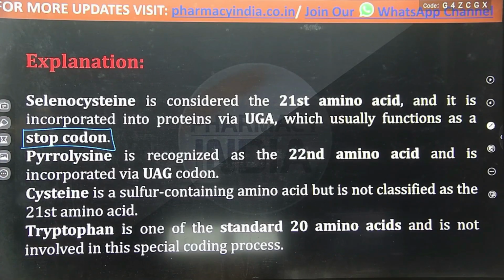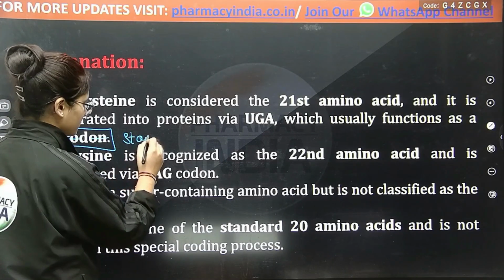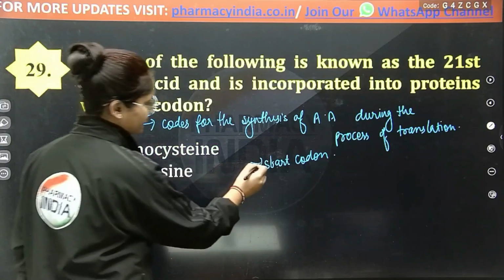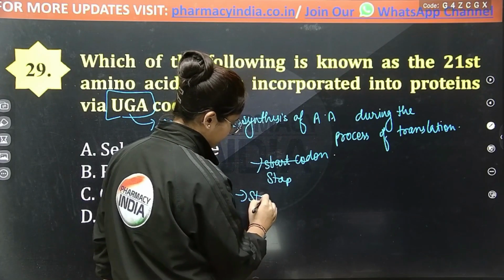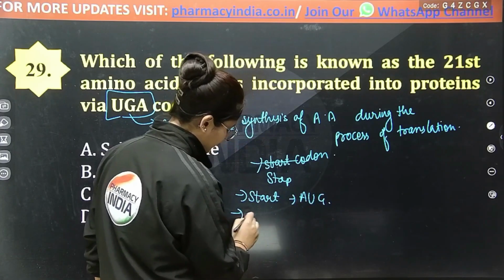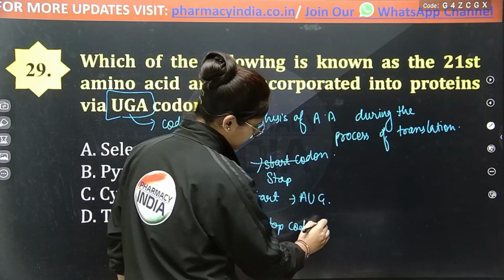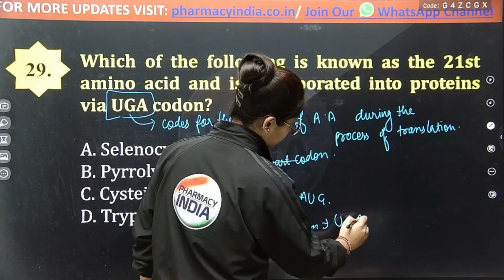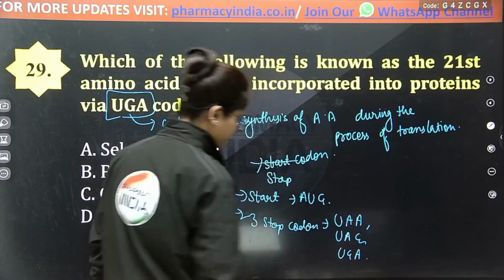Clear? Pyrrolysine is considered as the stop codon. Correct it. Okay, stop codon. Clear? It should be stop codon because our body only has one start codon, that is AUG, and three stop codons, that is UAA, UAG and UGA. So make it correct.